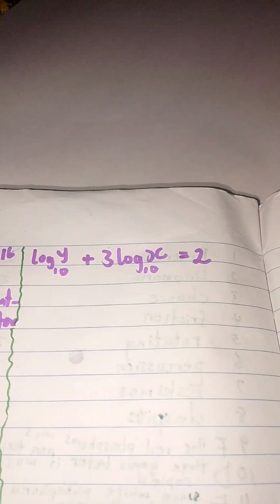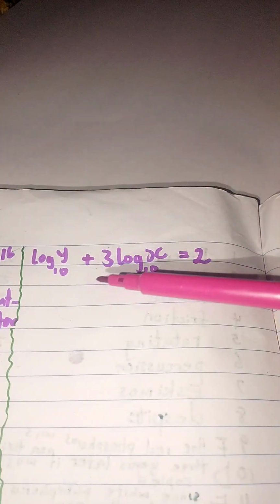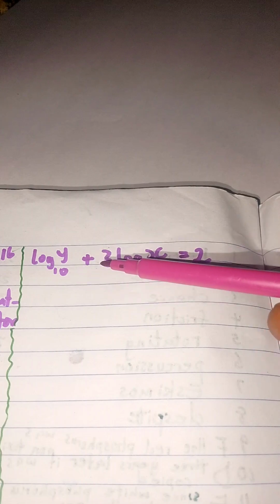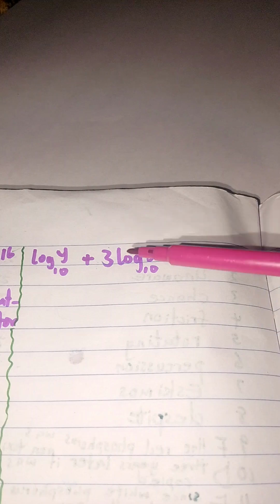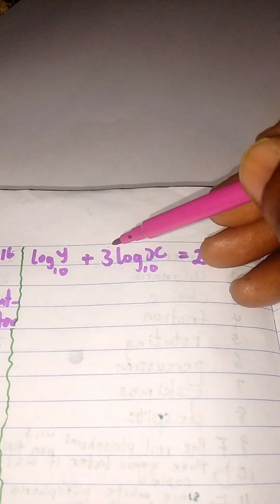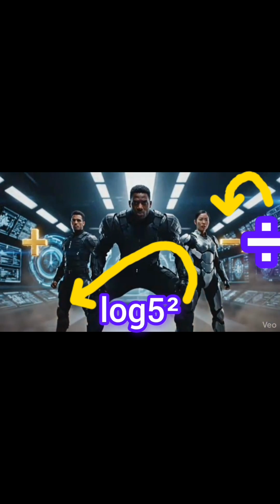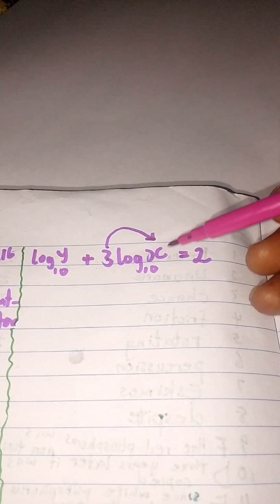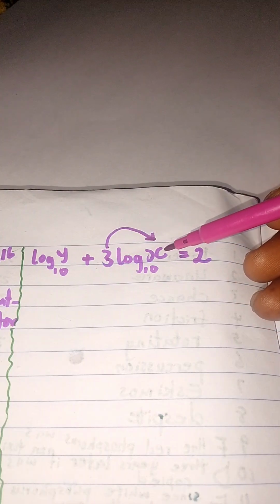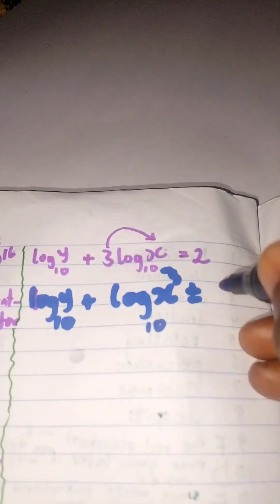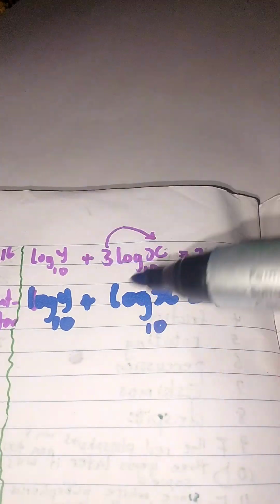In this case, we want to do log of y to base 10 plus 3 log of x to base 10 equals to 2. This makes me remember the product rule where multiplication turns to addition. But first, I'd want to take this. Power rule, exponent drops behind. This comes here as x raised to the power of 3. Let me rewrite this now. This equals 2. Then apply the product rule now.